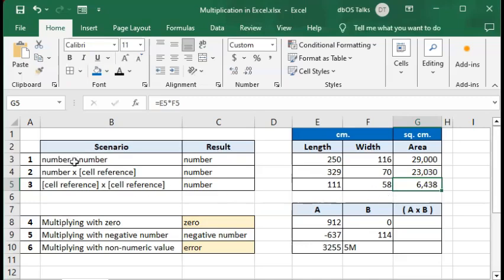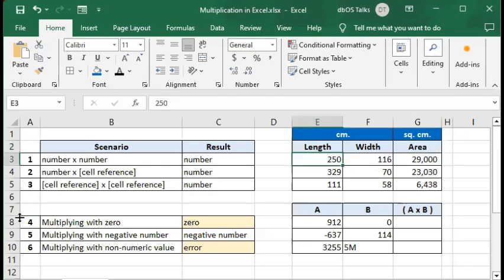Okay, so we've seen three examples of scenarios on how to do multiplication in Excel formulas: number times number, number times a cell reference (cell address), and cell reference times cell reference. I hope it's clear. In this example, we are doing this computation of area, an imaginary example of computing area, of course, by multiplying length by width. So length times width equals area.